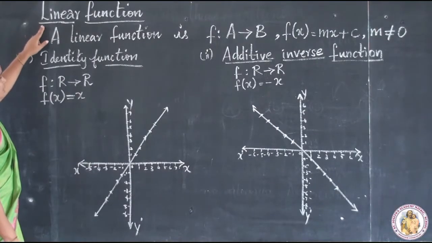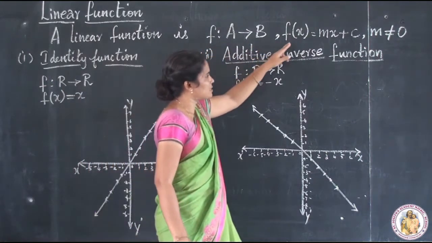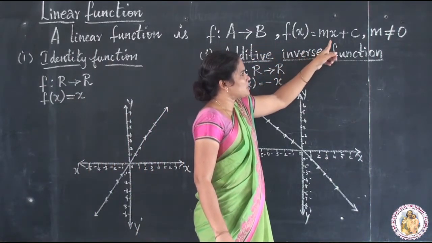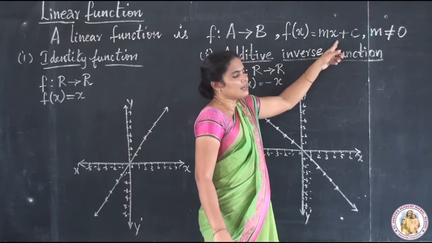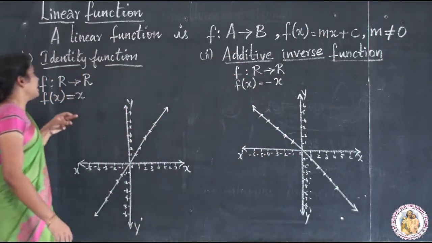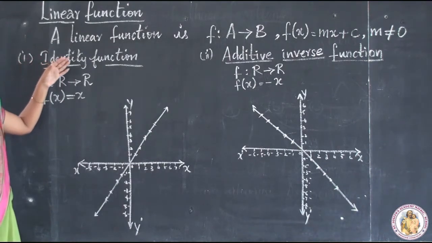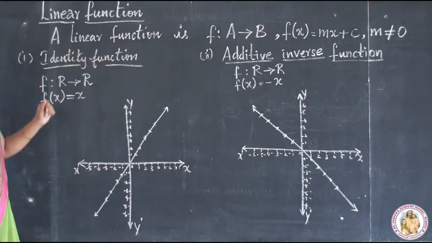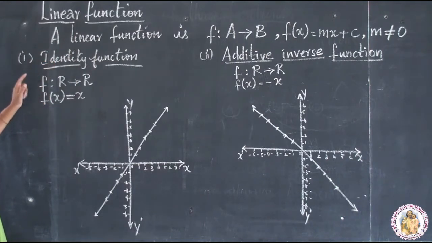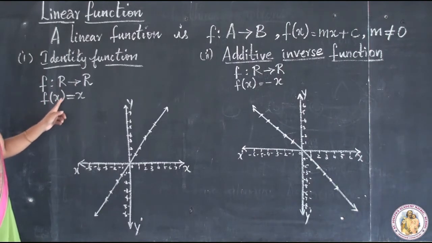Now, linear function. A function f such that A to B, f of x is equal to mx plus c. Already we have learned that the graph is a straight line, to find a linear graph. Here we have two functions, that is identity function and additive inverse function. Identity function is nothing but f such that R to R and f of x is equal to x.